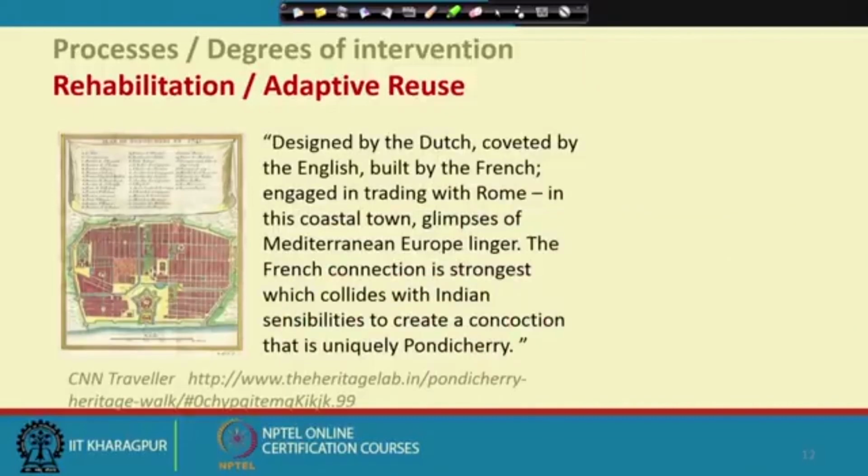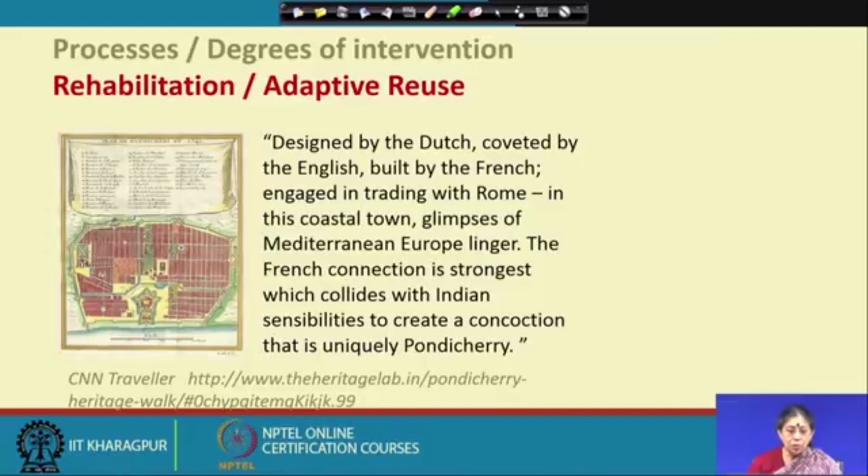While talking about Pondicherry, I am quoting: designed by the Dutch, coveted by the English, built by the French, and engaged in trading with Rome. In this coastal town, glimpses of Mediterranean Europe linger, and this is the unique value of this place. The French connection is strongest because it was a French colony, which collides with Indian sensibilities to create a concoction that is uniquely Pondicherry, and that is the USP of Pondicherry. That is why the tourists come.